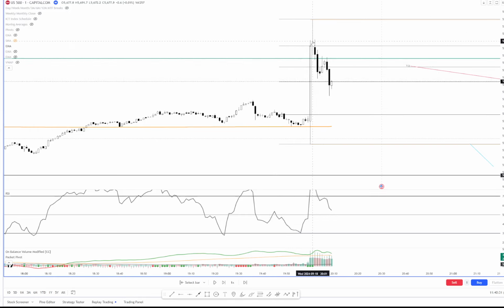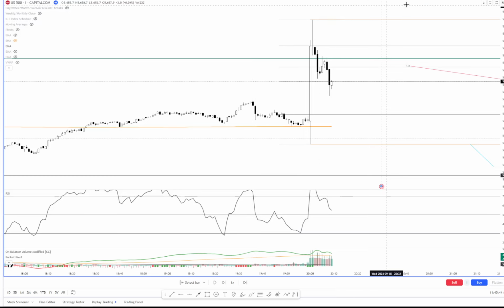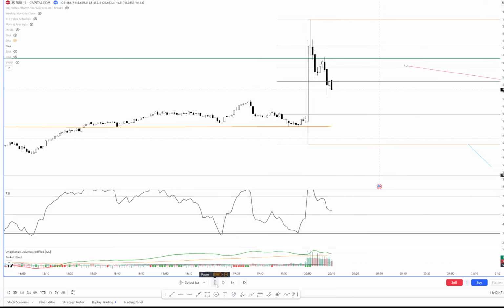So the first one you can't. So here we marked it. So it has to come up here again in order for us to be able to trade in this system. So there's no trade here. So let's continue a bit forward. Now we're playing it. So let's see if I can pause it.